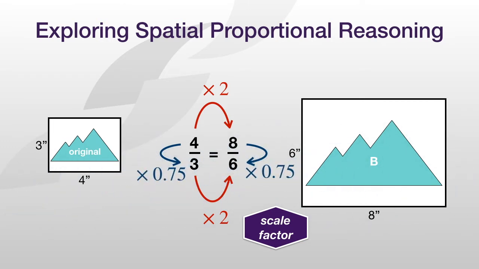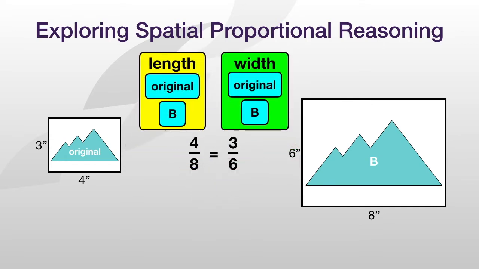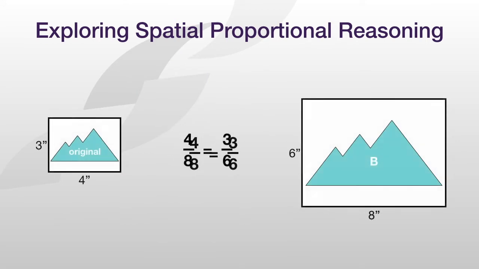We could have written a different proportion. Here, the fraction on the left represents the lengths and the fraction on the right represents the widths. The numerators represent the dimensions of the original photo, and the denominators represent the dimensions of photo B. This proportion says that, whether we're looking at length or width, the ratio of original to photo B remains the same. Here, together, are the two proportions. Notice that we can see the same multipliers as before.